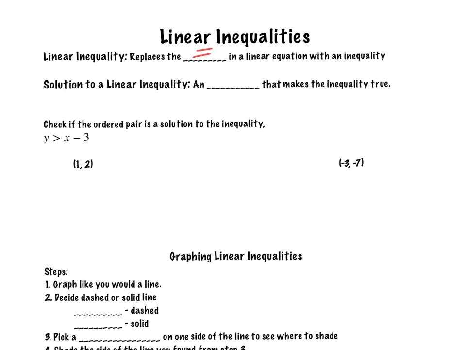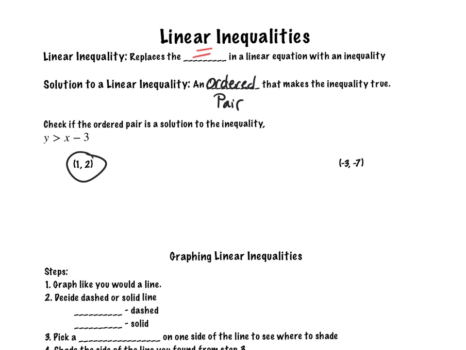All right, and then a solution to this is any ordered pair that makes the inequality true. Any ordered pair that makes the inequality true. So we'll talk about what that looks like. If I have the inequality y is greater than x minus 3, and I want to know, is the ordered pair (1, 2) a solution? I just want to plug that into the inequality and simplify.